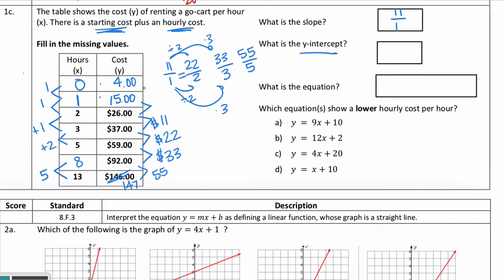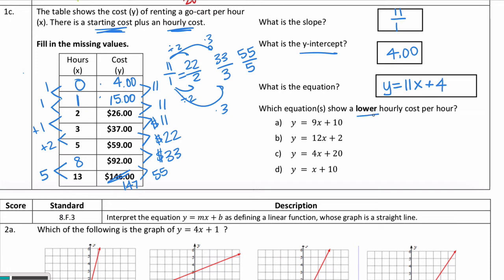Let's make sure that makes sense. $11 plus 4 is 15, and $11 plus 15 is 26. So my y-intercept or starting cost is $4, or just call that 4. My equation would be y equals $11 times every hour plus my starting cost of $4.